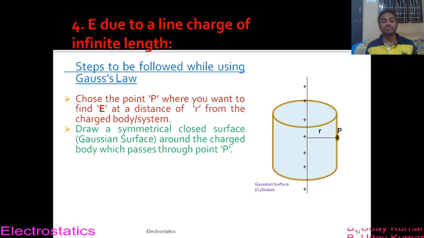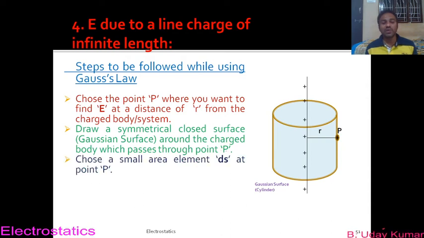And the next one. So what we have to do next, after constructing the Gaussian surface, is choose a small area element at point P. Okay, and that area element is denoted by ds. So that is our next point, right? Choose a small area element ds at point P. At point P, you have to choose the small area element. So this is our next point.